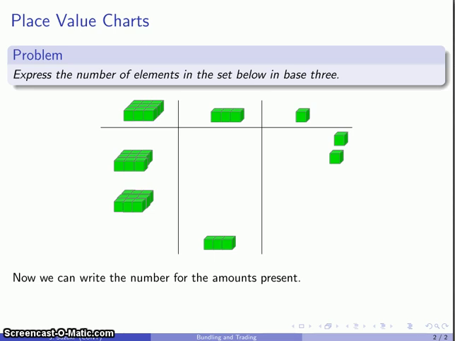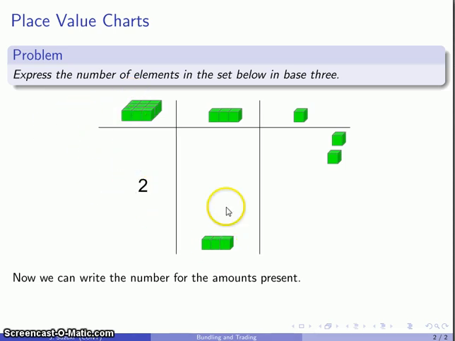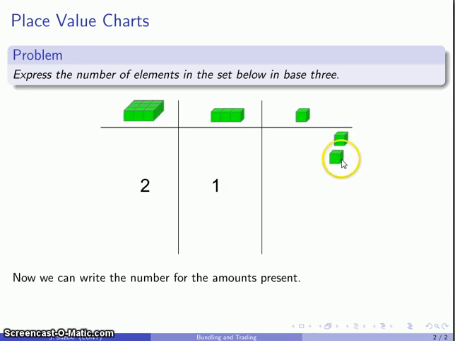But what we can do is try to write the abstract symbol for the number of units that are there. Since we're working in base 3, we have symbols for 0, 1, and 2. Here I have 2 of these units, so I'll write the symbol for 2. I have 1 of these units, so I'll write the symbol for 1. And I have 2 of these units, so I'll write the symbol for 2. And so my number is going to be 2, 1, 2.